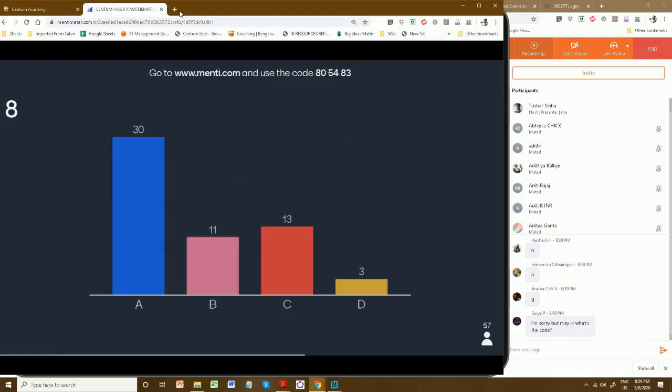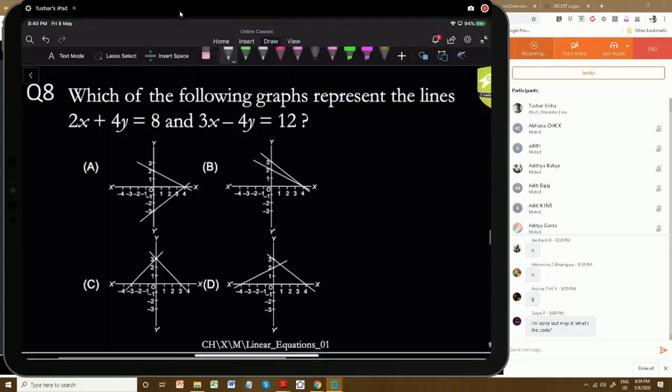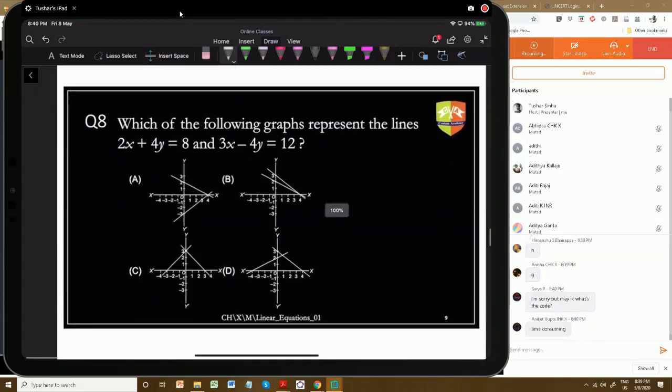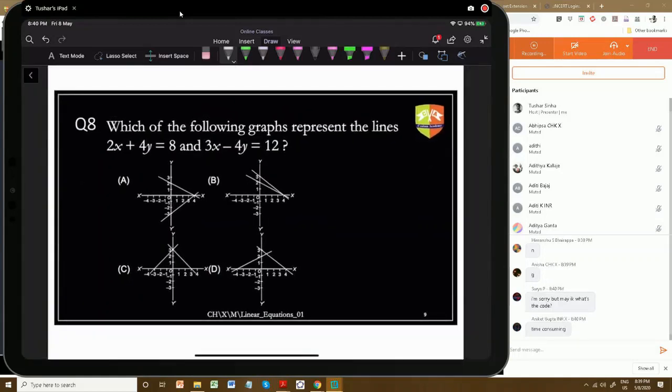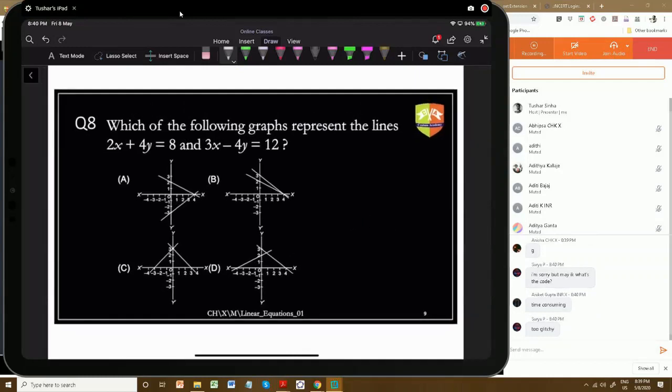Okay, most of you have got it correct. That's nice. So, how to solve this one? Again, it was very, very simple. It will not be time consuming at all. That means you have not implemented it properly. It's very easy.